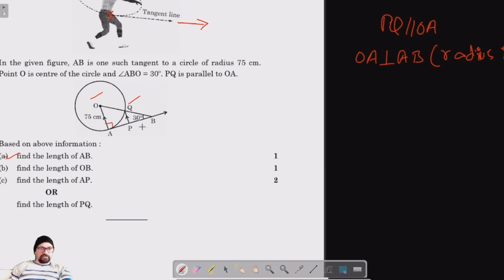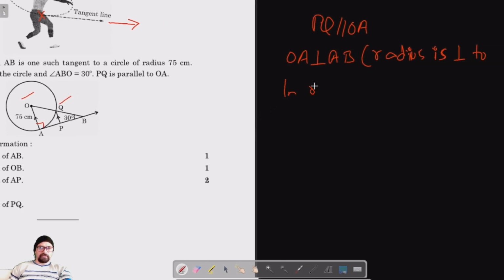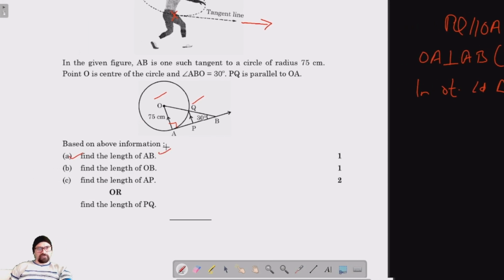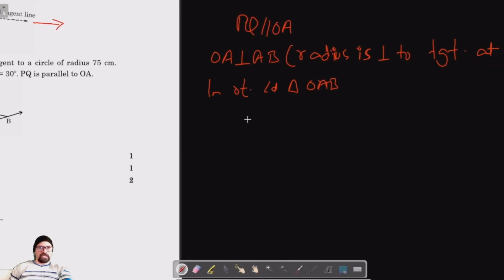Okay, now this is a right angle triangle. In right angle triangle OAB, we have to find the length of AB. In right angle triangle OAB, OB is the hypotenuse; for the 30 degree angle, this is the perpendicular and this is the base. So we have to find AB and we know OA. So we are going to use the tan 30 ratio.